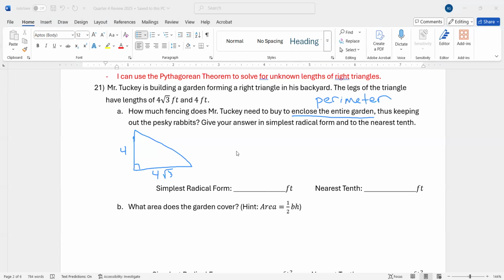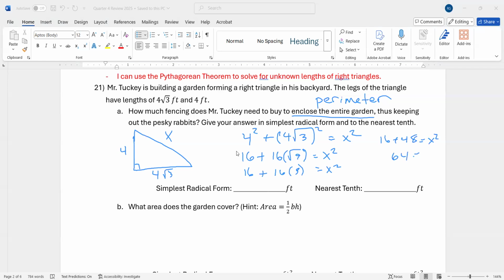I need the last side. How do I get the last side? Pythagorean theorem: 4 squared plus 4 radical 3 squared. Notice that that's in parentheses. Equals the missing side squared. So 4 squared is 16, and radical 3 squared is radical 9, which is 3, so 16 times 3 is 48. So 16 plus 48 equals x squared. So 64 equals x squared. Square root both sides, I get x equals 8.